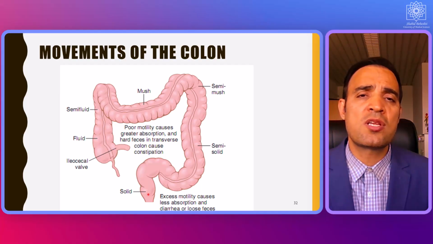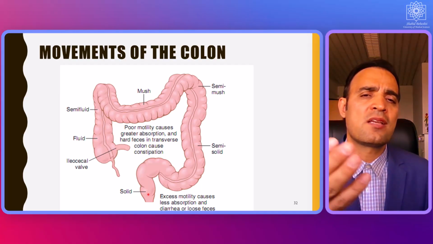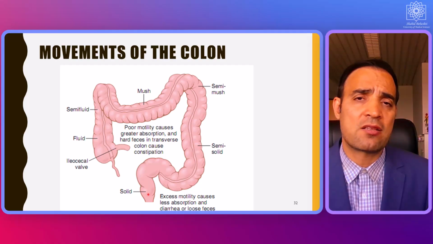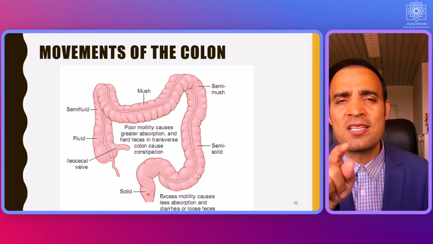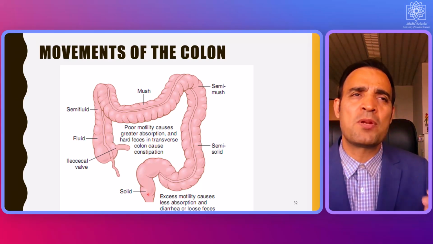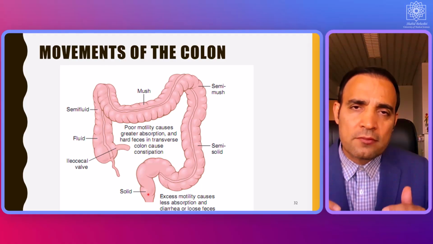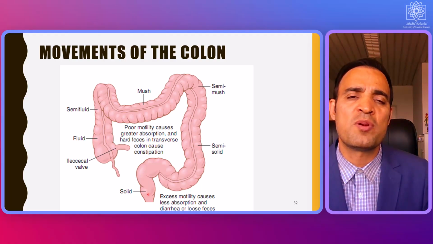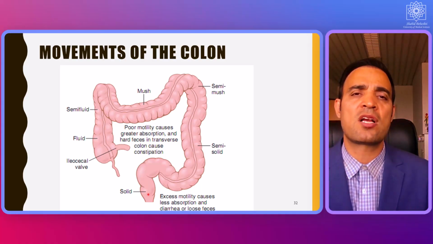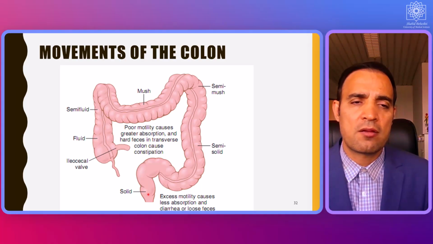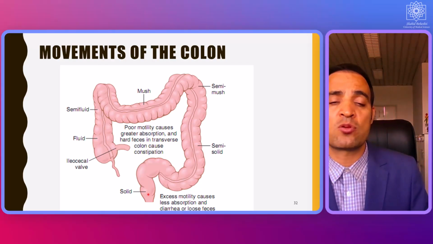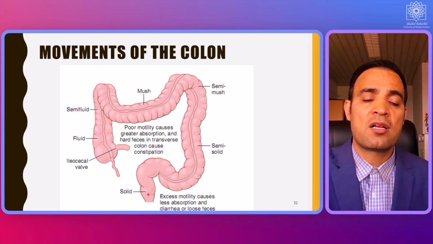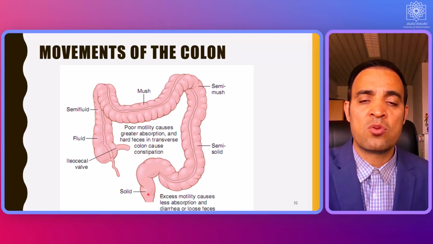Or those who use some drugs such as morphine. Morphine again is against this movement. And one reason that addicted persons are complaining about all the time is constipation, because of the inhibited, low-stage movement that we have in the colon, and it causes constipation. On the other hand, I told you that excess motility does not allow enough absorption and causes diarrhea or loose feces.